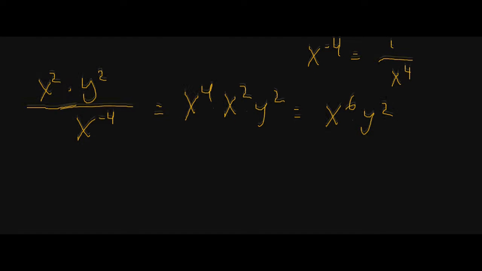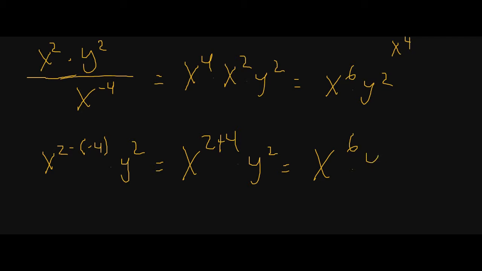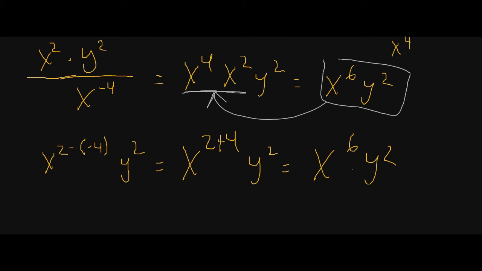If you wanted to, we could also approach this using the quotient rule, right? So x to the 2 minus negative 4 times y squared. That's the same thing as x to the 2 plus 4 times y squared, which is x to the 6 times y squared. So even if we use the quotient property, 2 minus negative 4 is 2 plus 4, which gives x to the 6, exactly the same as x to the fourth times x squared. So all we're doing is taking this and flipping it and putting it on top. Hope this helps to understand the definition of negative exponent.